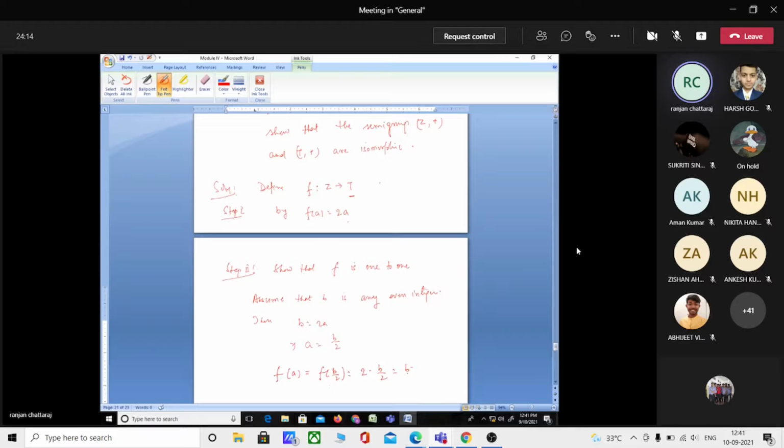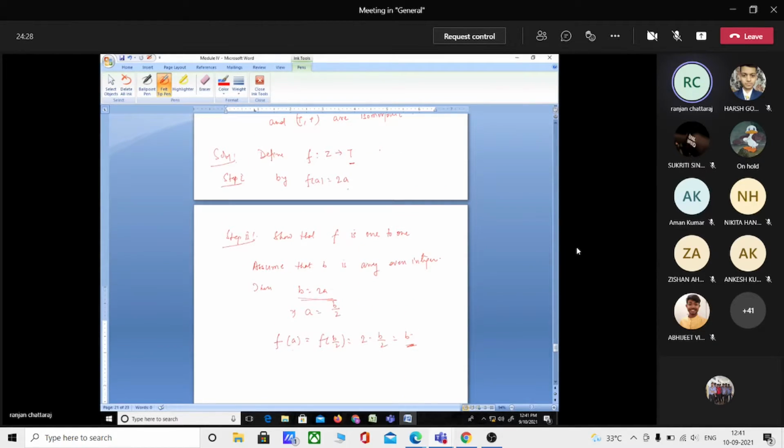We have a unique element in B to each element A in S, and that is also equal to B, and we have already considered B as an even integer from here. So therefore ultimately F is onto.